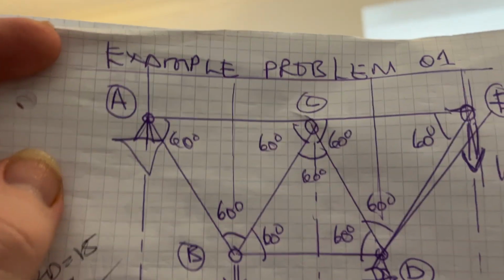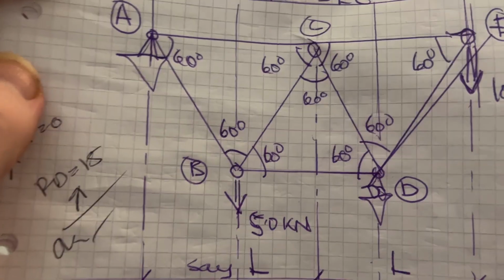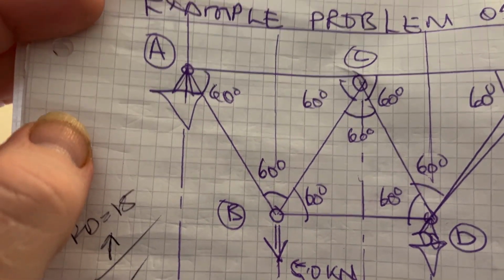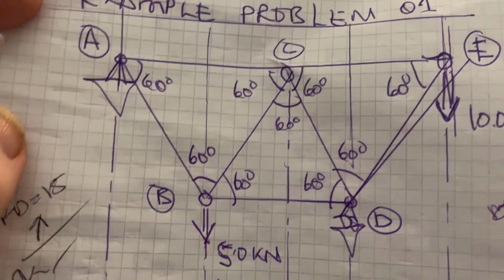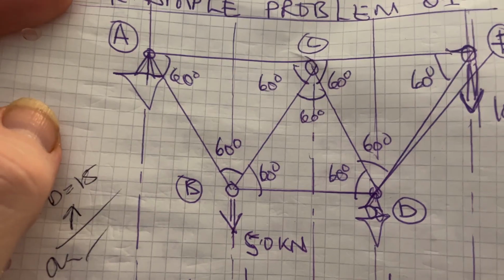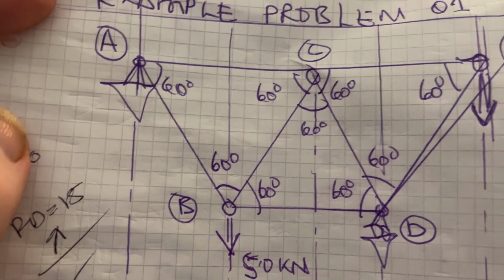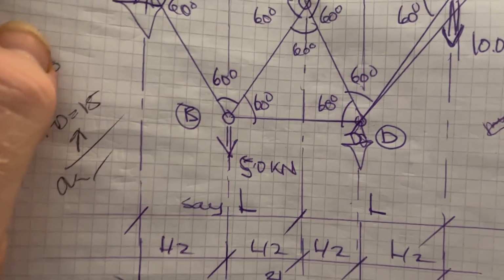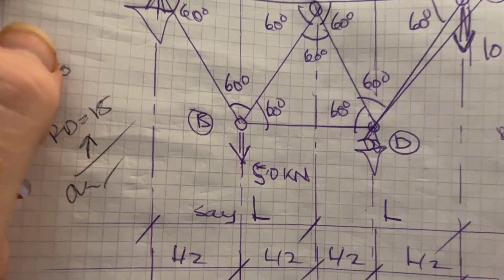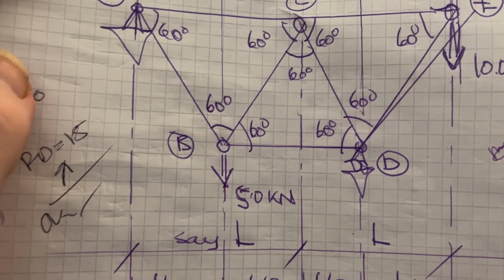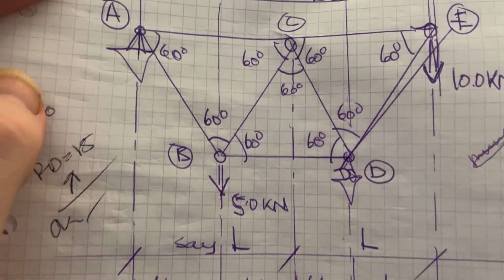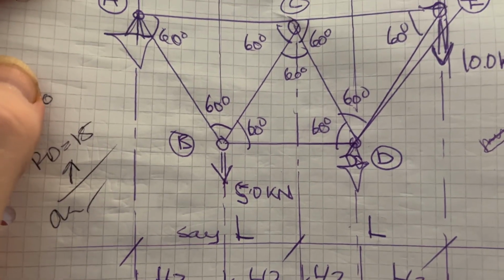This is example problem 0, another example from Linear Analysis of Structures by T.R. Graves Smith. This is a diagonal type truss, all at 60 degrees. He hasn't put any dimensions of the lengths given, it just says all the members are at 60 degrees. So from that, I've just worked it out myself.